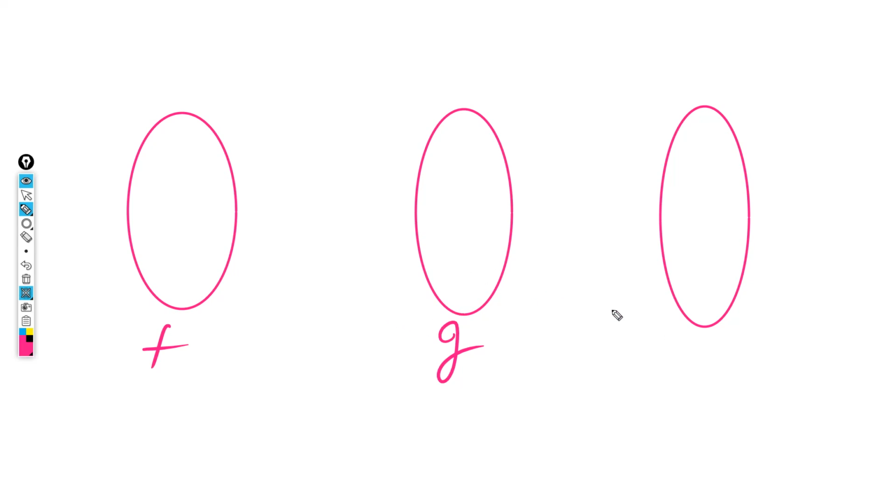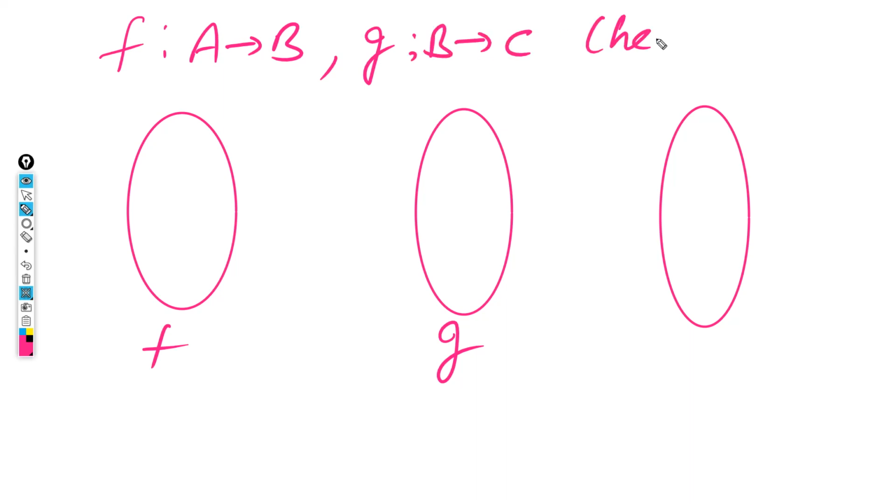F maps A to B, G maps B to C, then G circle F maps from A to C. Important, please. G circle F maps from A to C.